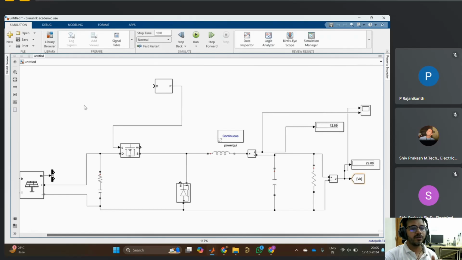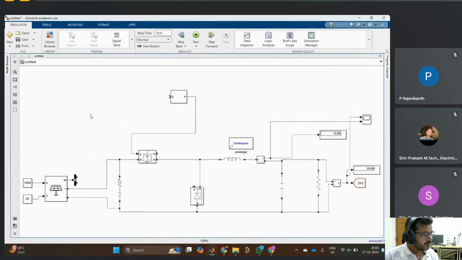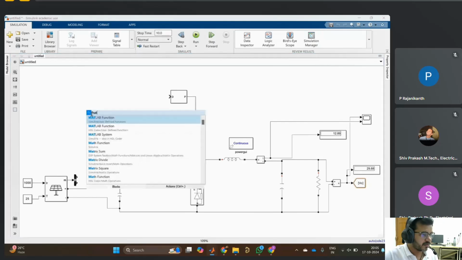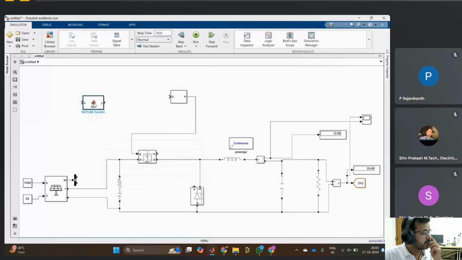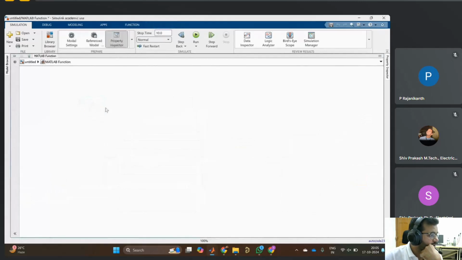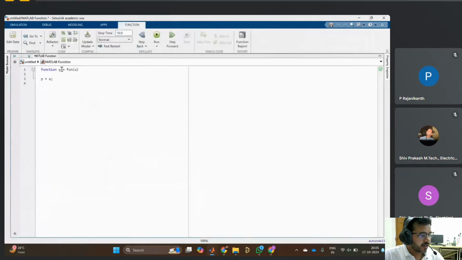Then how do we write a code for maximum power for a buck converter, which you can write in a MATLAB function? In the MATLAB function, write a code for maximum power here. This function is denoted with y as the output and u as the input. You need the output as the duty cycle.